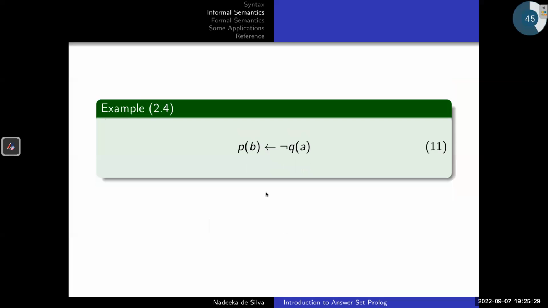Now if I go to this program, here there are no facts. This is the classical negation in the body. So I'm not believing the body of the rule, so I don't have to believe the head. The answer set in this case is the empty set, but it's a valid answer set. The answer set is empty because there are no facts to believe, and also I am not believing this body, so I don't have to believe the head.